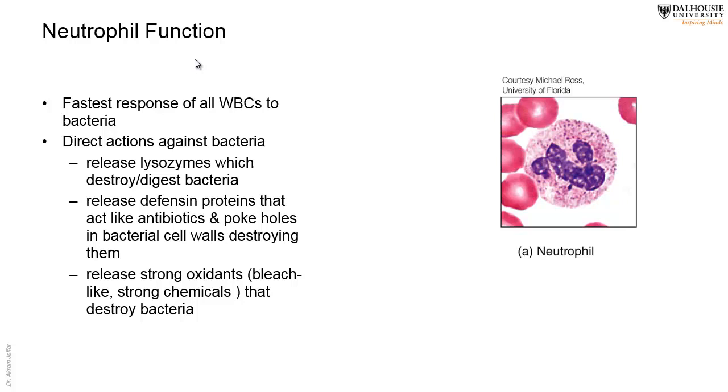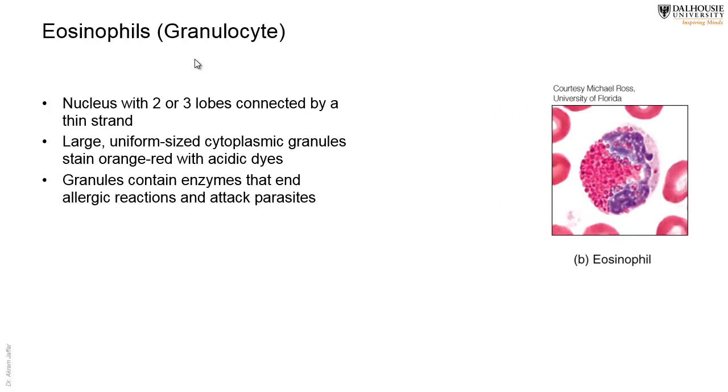Also, not only do these digestive enzymes digest bacteria, but these neutrophils also release substances that act like antibodies, killing the bacteria outside the cell, and they also release some oxidants like hydrogen peroxide, for example, which works like a bleach and also destroys the bacteria. So they either phagocytize bacteria and digest it, or they kill the bacteria by releasing defensins or strong oxidants. And whenever there is an infection in the body, the first white blood cells that will reach the site of the infection are the neutrophils, and they are the most abundant of the white blood cells present in the body.